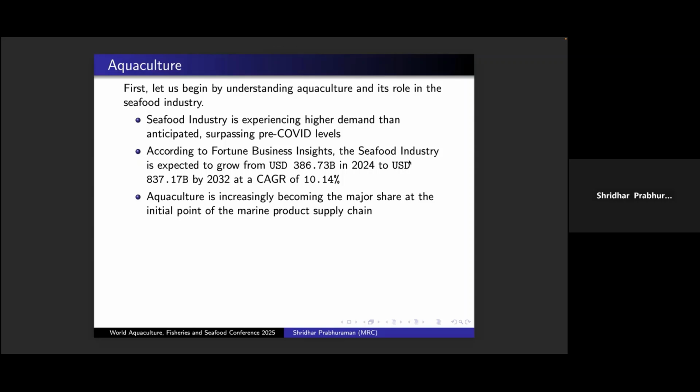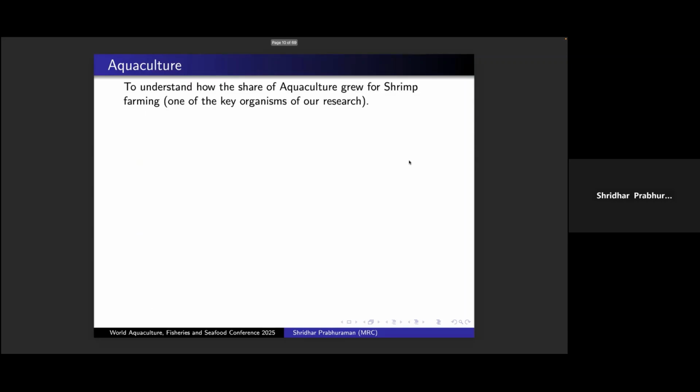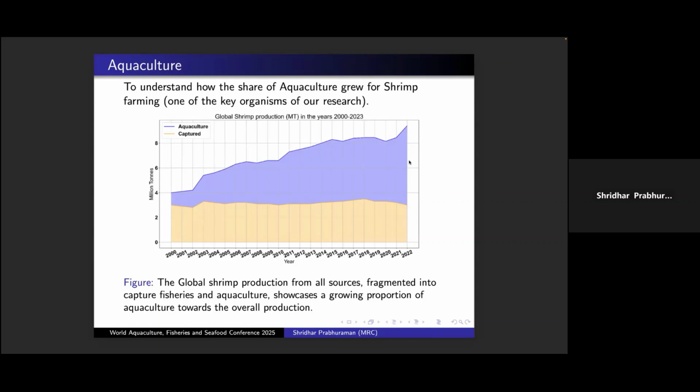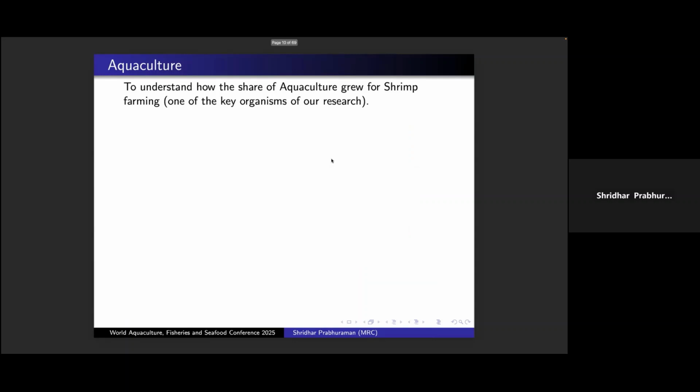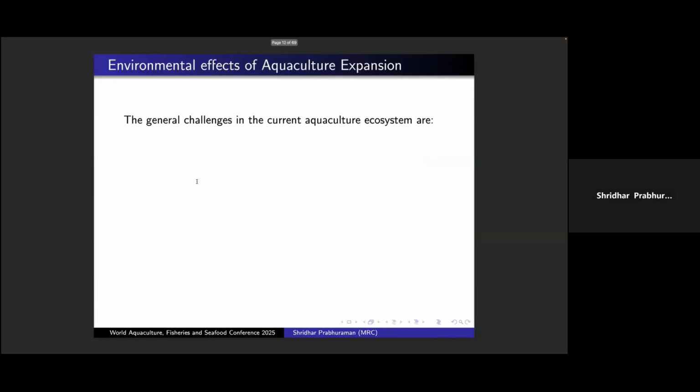Now, aquaculture is increasingly becoming the major share and the initial point for any kind of maritime product and supply chain. And as compared to the capture fisheries, the overall global production of aquaculture is much more, at least talking about shrimp production per se. What this seeks is a model we can create with this huge amount of numbers, with huge expectations and growth coming in. What we actually need is a model that can go hand in hand in terms of both profitability and sustainability.